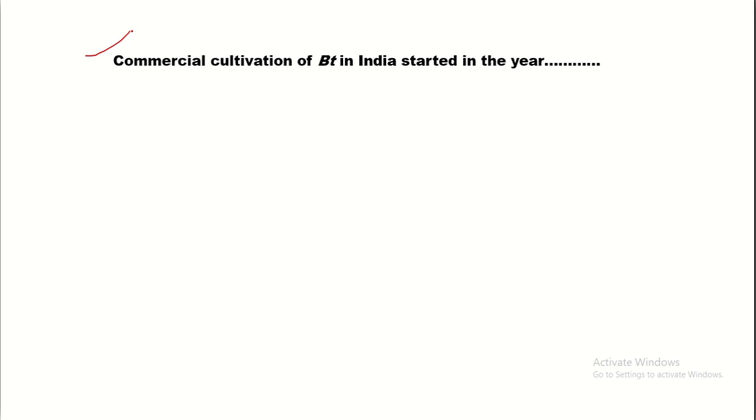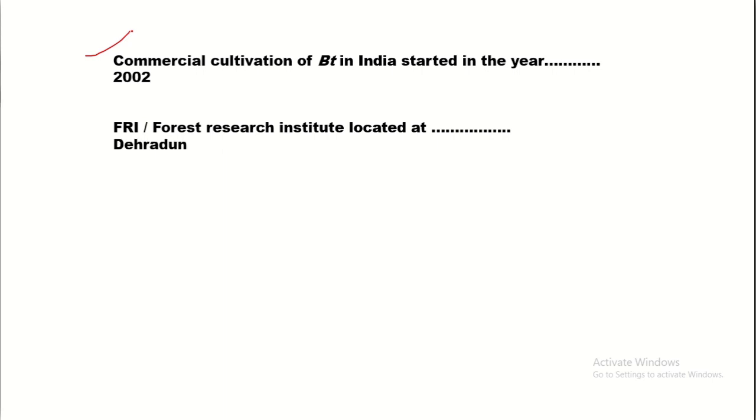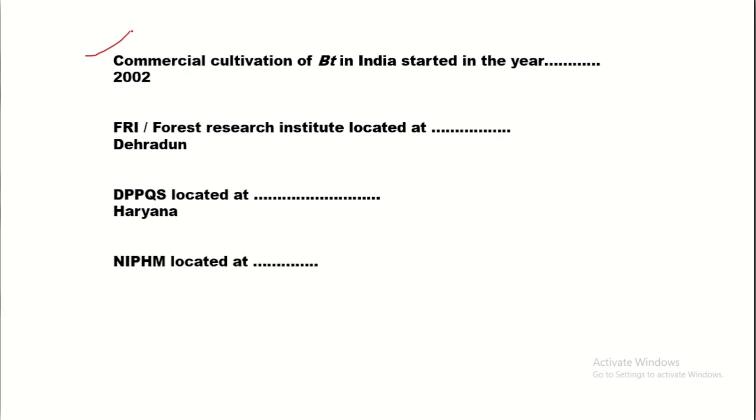Commercial cultivation of Bt in India started in the year 2002. Forest Research Institute is located at Dehradun. DPPQS, Directorate of Plant Protection, Quarantine and Storage, is located at Faridabad, Haryana. National Institute of Plant Health Management is located at Hyderabad. Spider belongs to the class Arachnida.